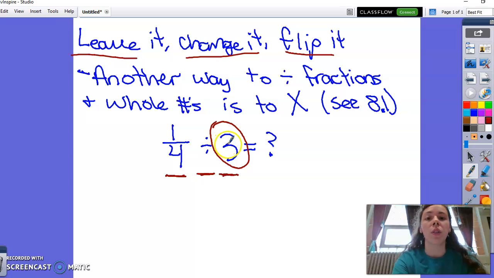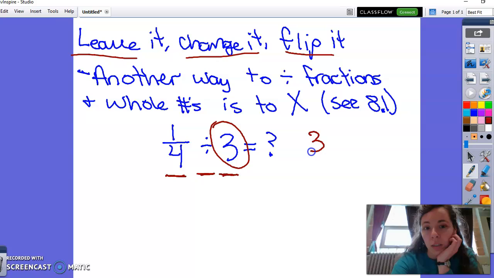What can we do with whole numbers to make them look like a fraction? Because it's a lot easier to divide and to multiply with fractions if they look the same. So what can I do with a whole number that will help me make it look like a fraction? Give you a minute to think about that. Should look something like this.